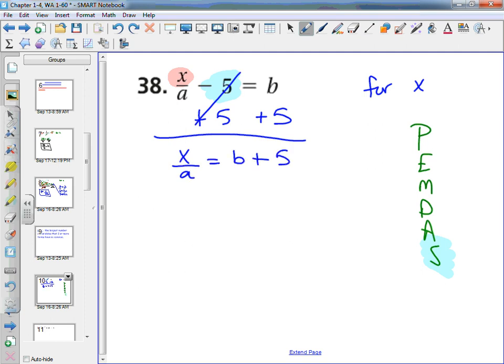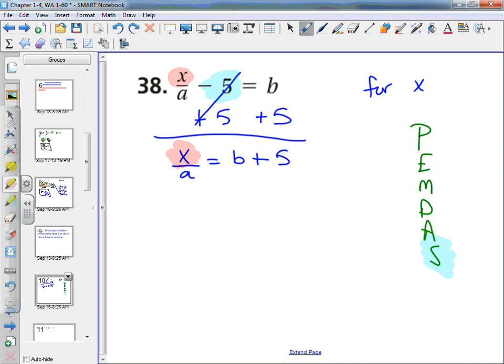Why can I not write 5b there? Because b is my banana and 5 is just 5. I don't know what 5 represents, but it's just 5. They are not like terms. Do we all get that? So I have to write it as b plus 5. Now, I'm solving for x, making sure I highlight, and what is attached to the x?